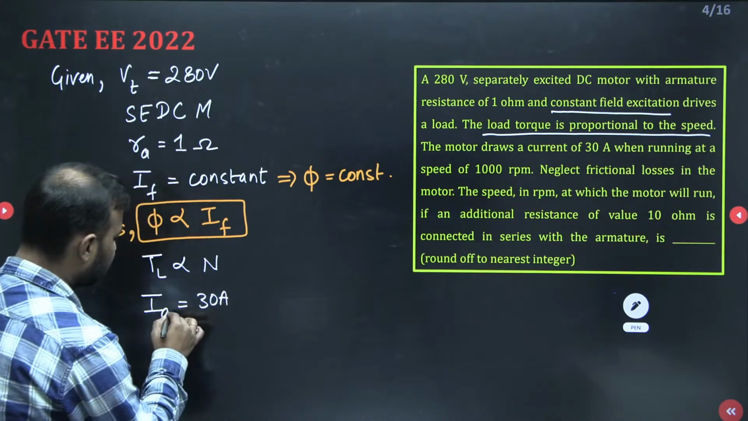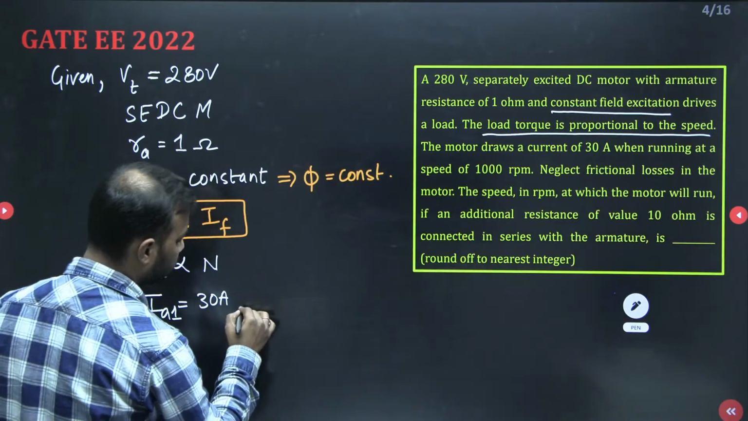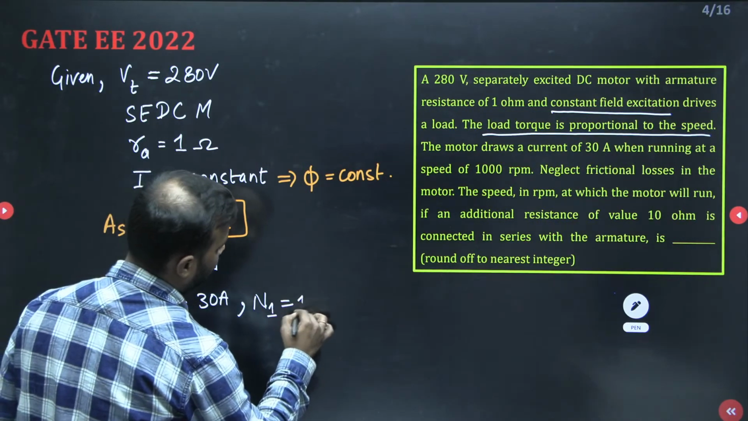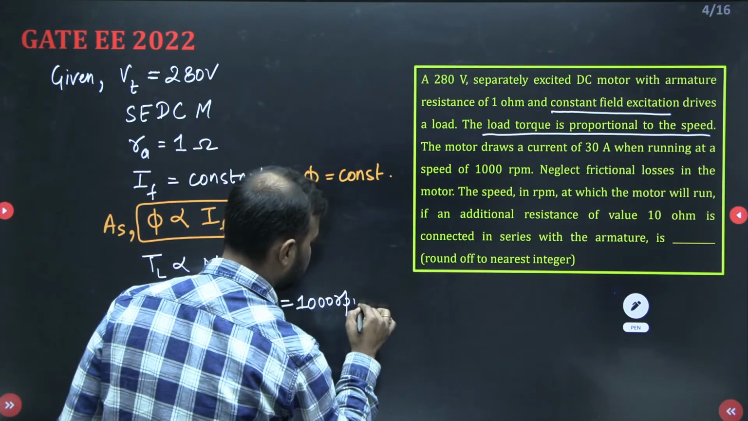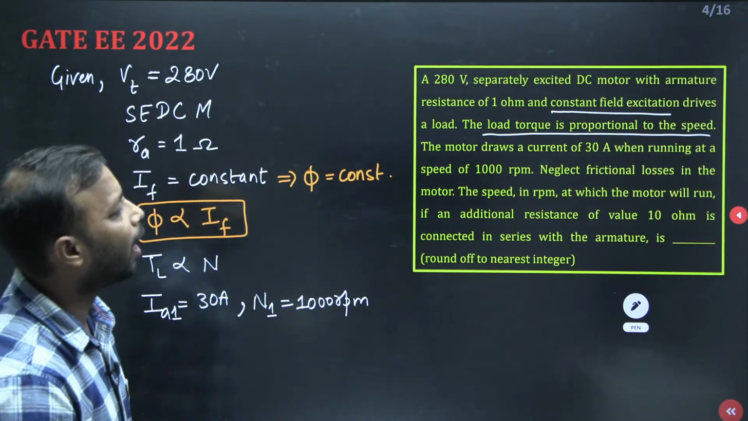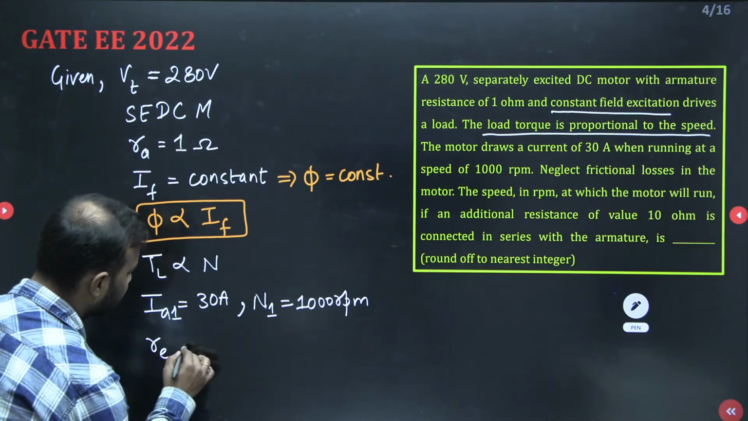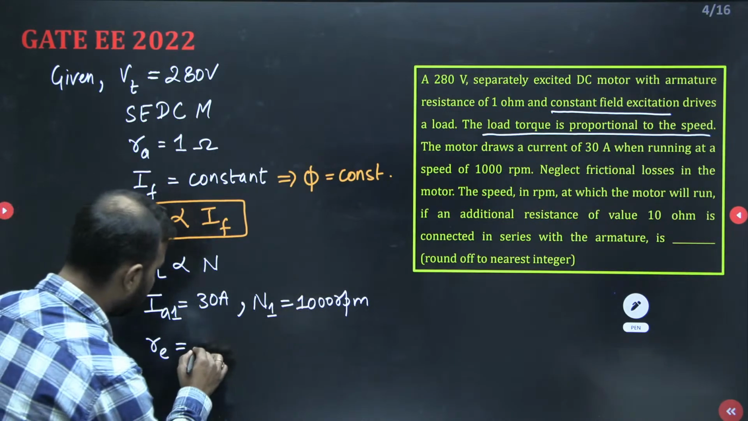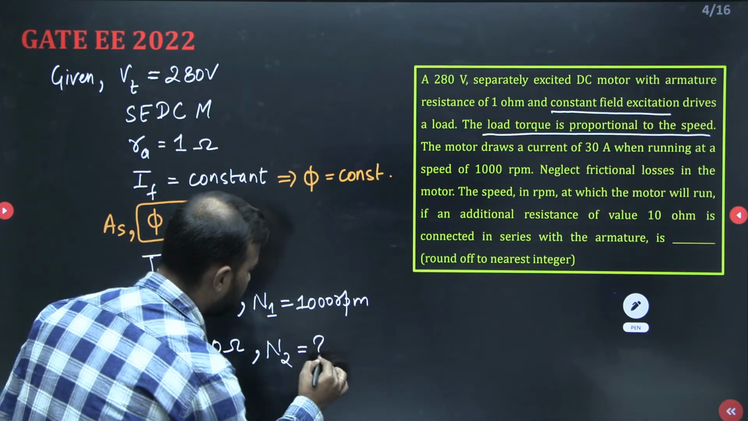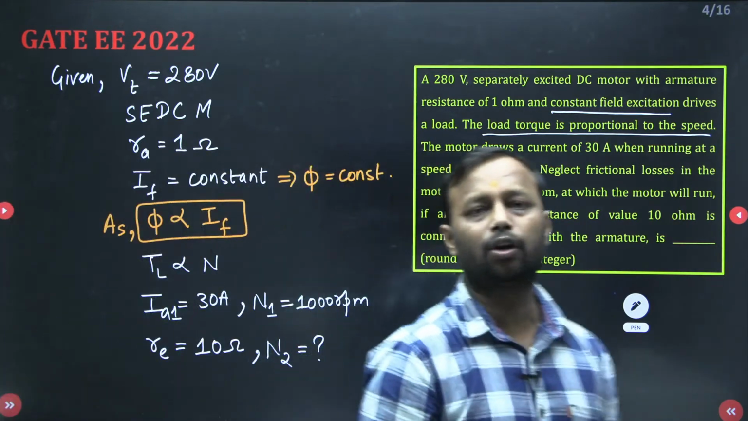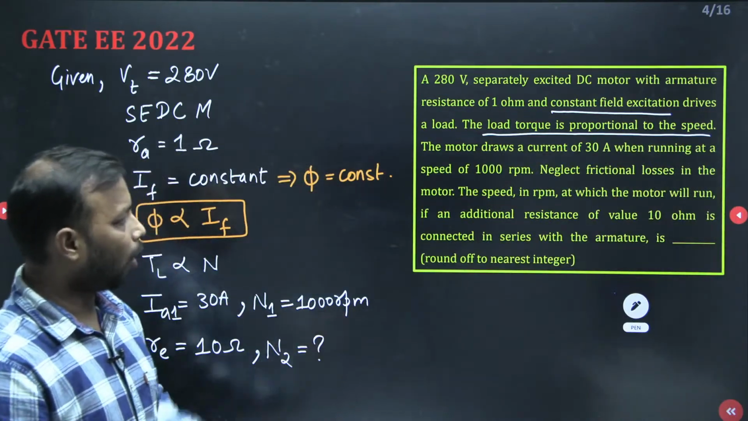So let me take this current as IA1, for case 1, when running at a speed of 1000 RPM. Next, neglect the losses in the motor. The speed in RPM at which the motor will run if the additional resistance, let me take additional resistance as RE, which is equal to 10 ohm, is added. This speed N2 is what we need to calculate. Done? Now look into the problem.